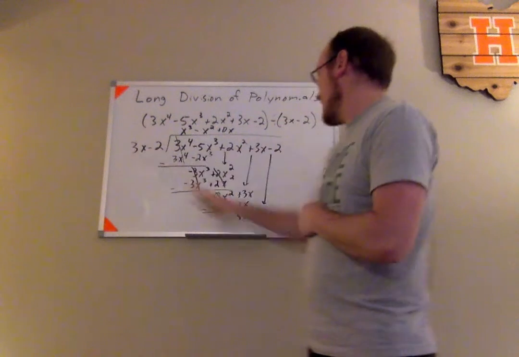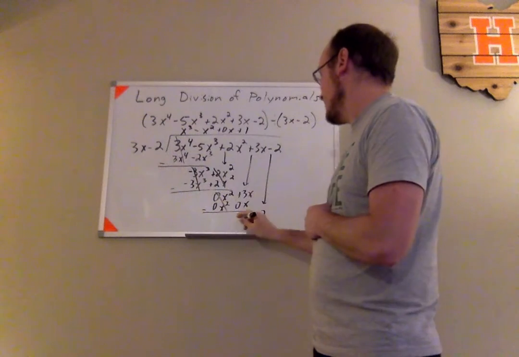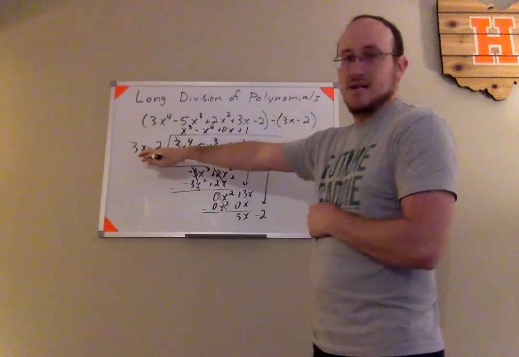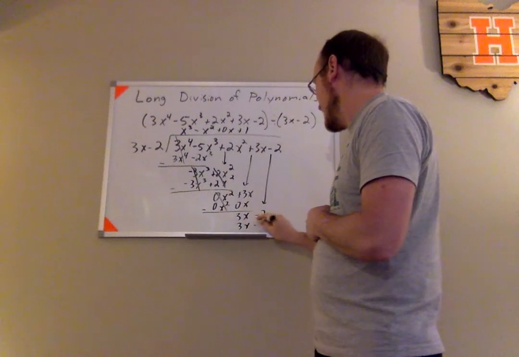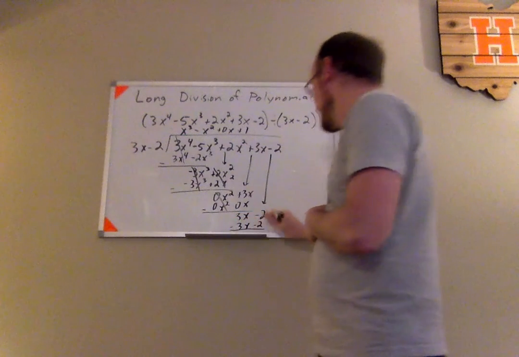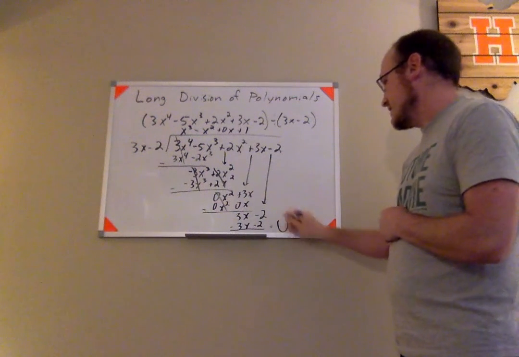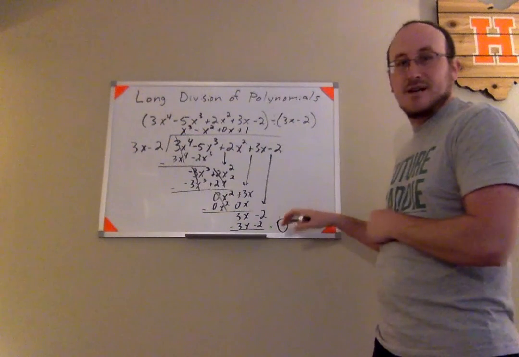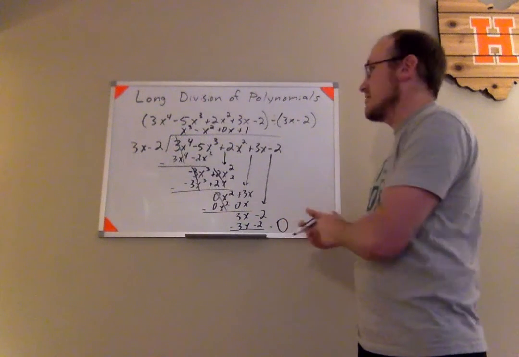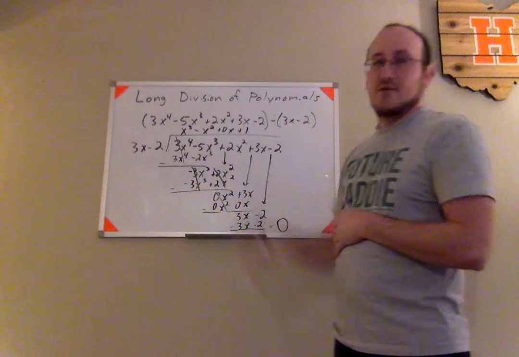What times 3x gives you 3x? Well, that would just be 1. 1 times that stuff. Go ahead and distribute that down. 1 times 3x and 1 times negative 2 makes 3x and negative 2. And subtract. I'm running out of room there, but when you subtract that, anything minus itself is 0. So there's your remainder. This number that you're left over with at the end down here would be your remainder. In this case, it's a remainder of 0. And up here, above this, we have our quotient.